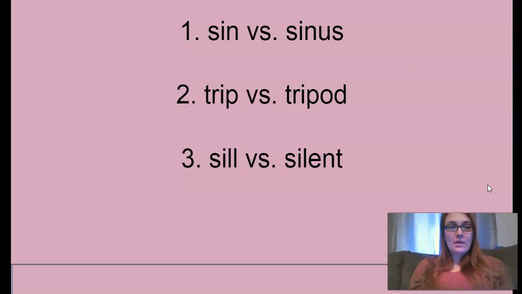Okay, so just remember that again, when the vowel is the last letter of a syllable, it's going to have a long vowel sound. In this case, long I, like sinus, tripod, silent. When it doesn't, it's going to have the short vowel sound.